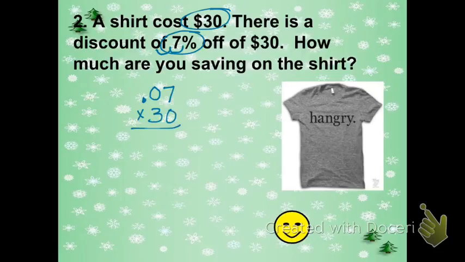And then it says, how much are you saving? So that's all we have to calculate. When you know what 7% of $30 is, raise your hand. Let's see. Johan, go. 21. I think you've got 70%.